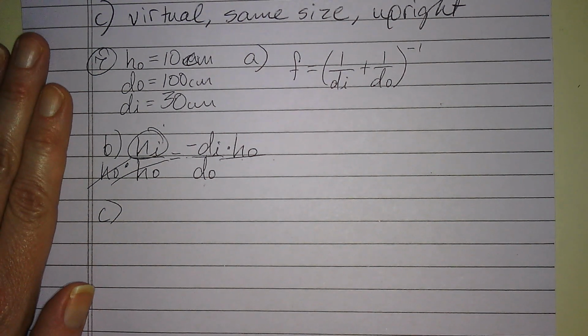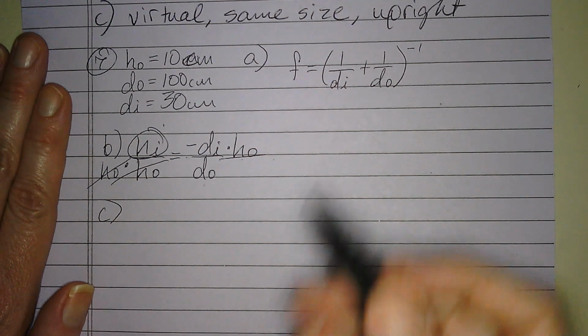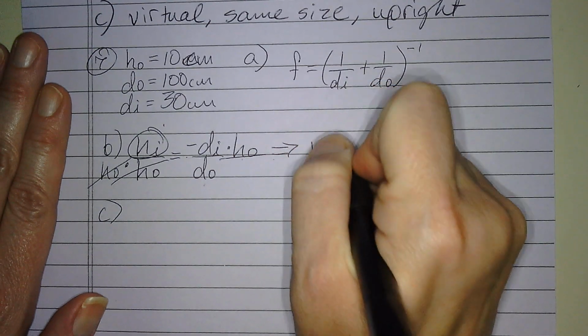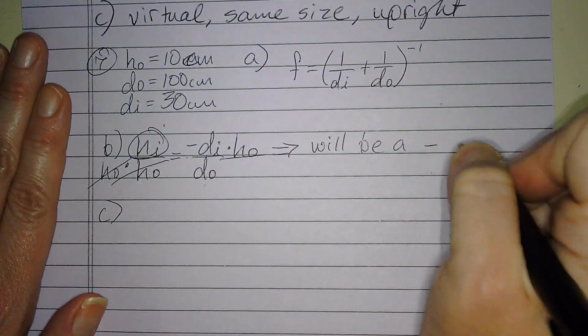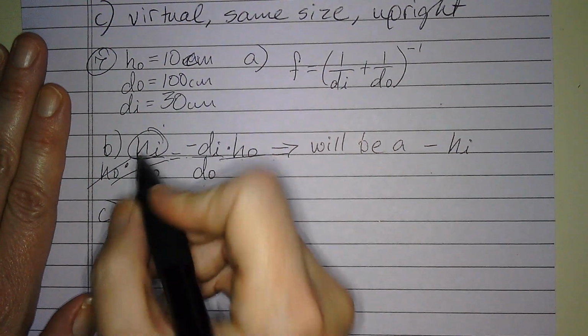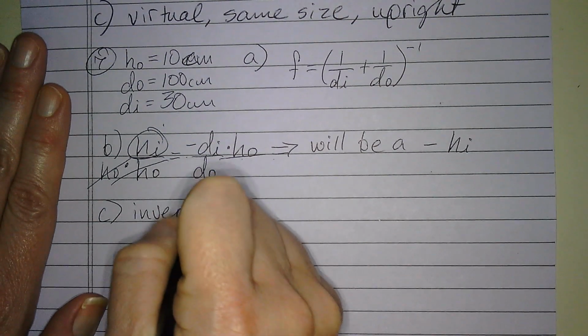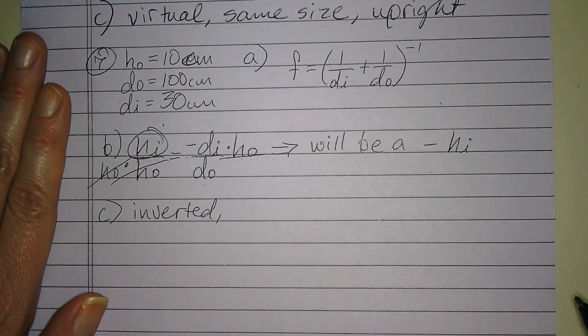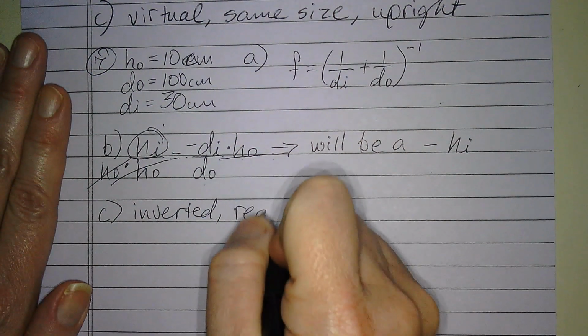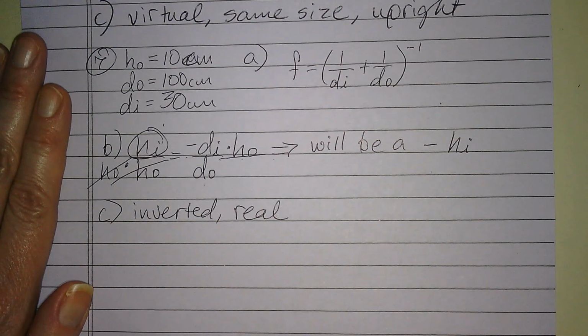If you end up with a negative HI, it's inverted. The only images that are ever inverted are real. So I kind of go backwards. I look at the sign of HI, and if HI is negative, that means it's upside down. So I know it's inverted, and I know all images that are inverted are real, because real images are only ever inverted.